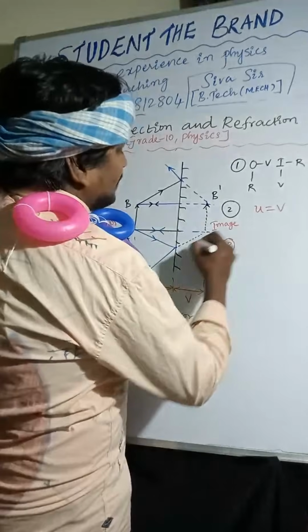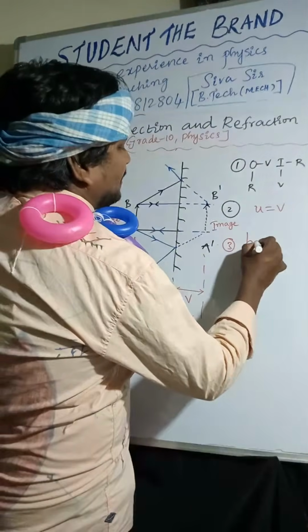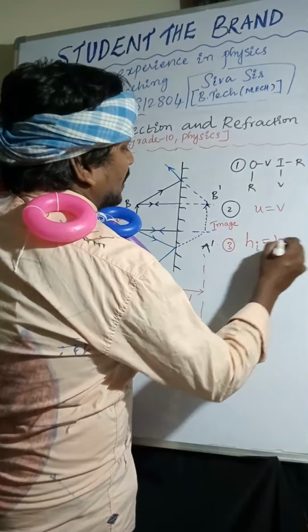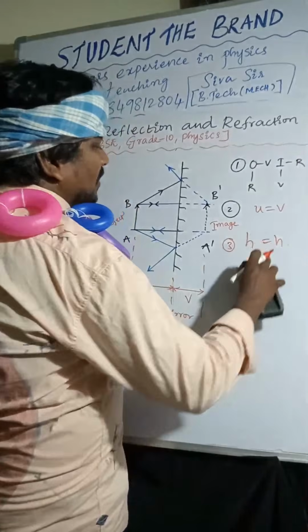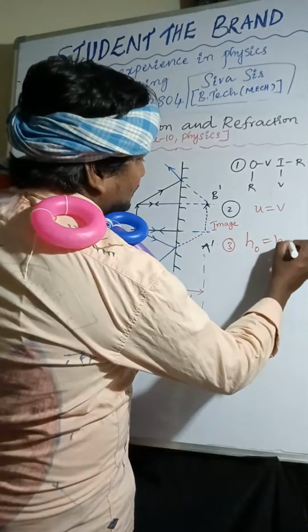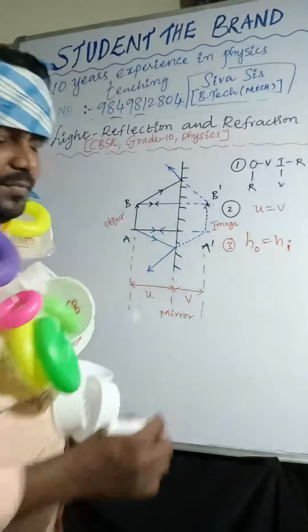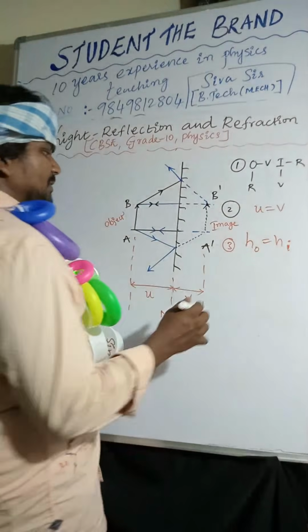Third one, the height of the object is equal to the height of the image.